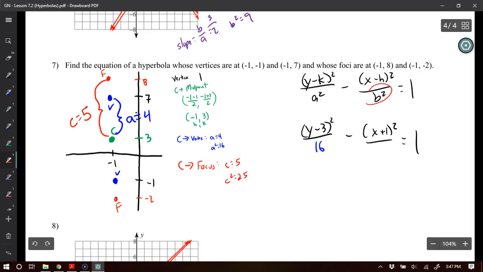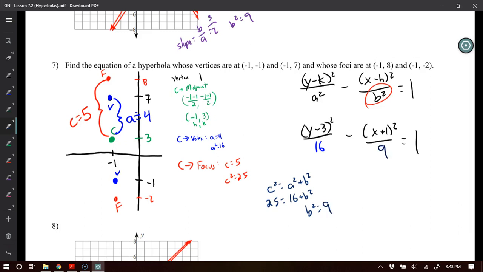I don't want c squared, I want b squared. Well, we're told that if we have c squared and we have a squared, we can use this Pythagorean theorem to find b squared. So I have 25 equals 16 plus b squared. So b squared is 9. I don't have to solve for b because the formula wants b squared. And so there you are for it.